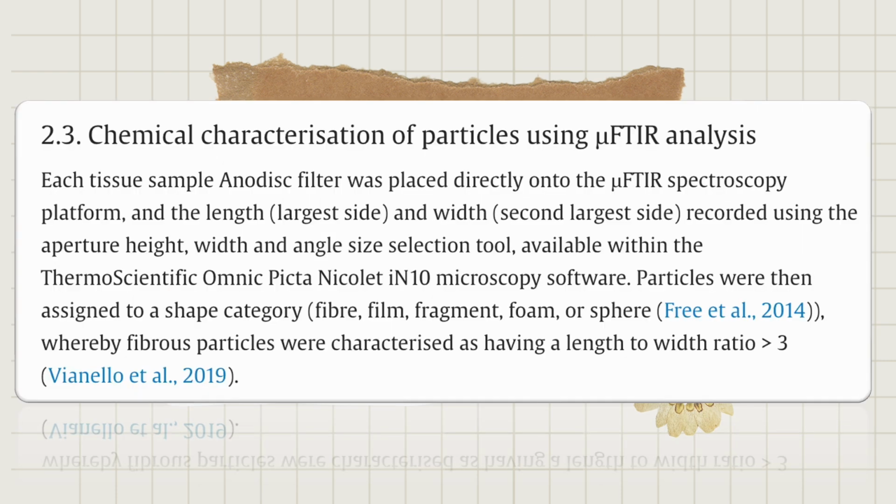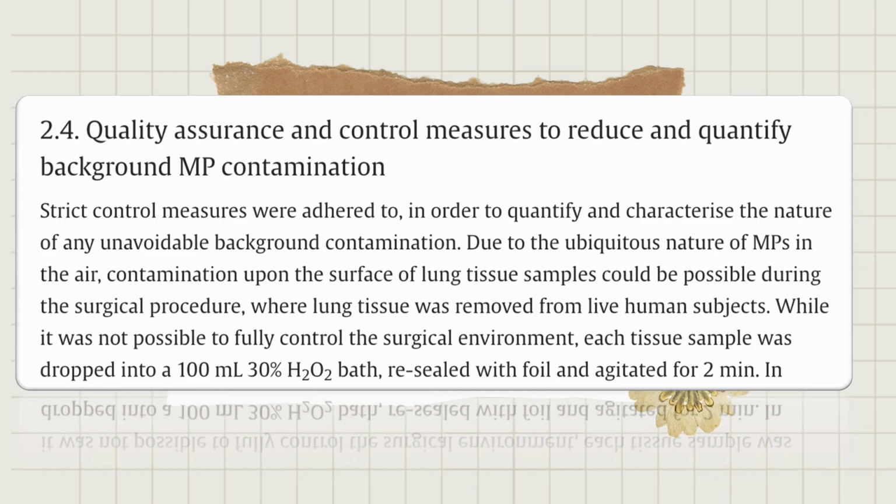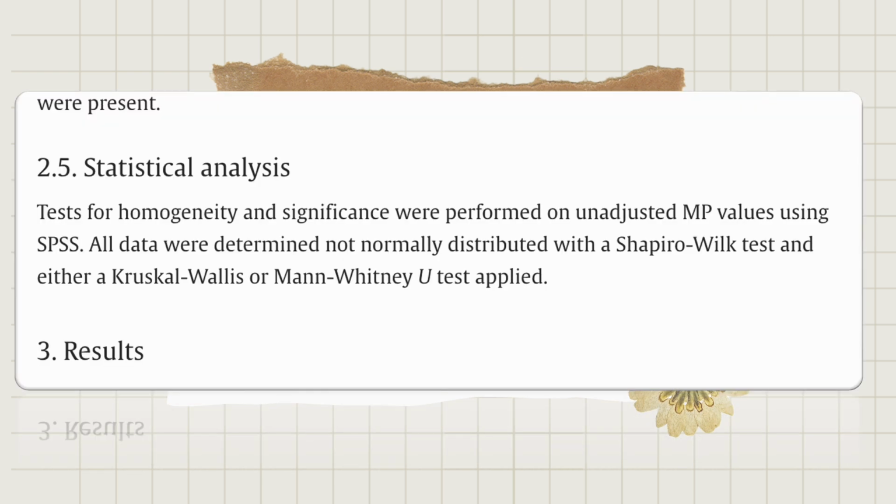Then chemical characterization of particles using micro-FTIR analysis, the tools they used, and quality assurance and control measures to reduce and quantify background microplastic contamination. This is something that I believe has now become a standard when it comes to quality assurance in microplastic studies. And then, of course, at the end, they also explain the data analysis, which is normally statistical analysis.